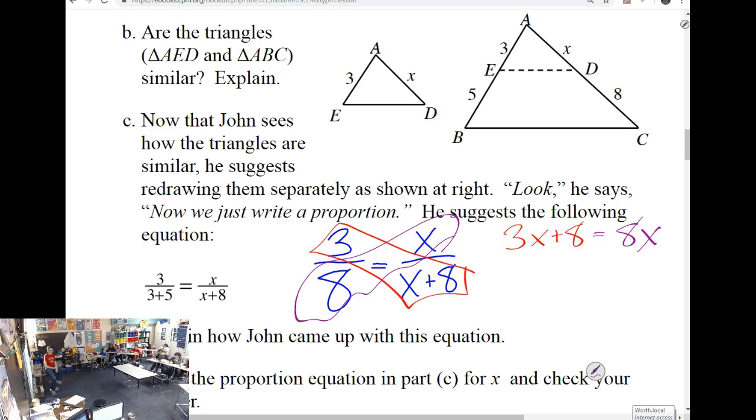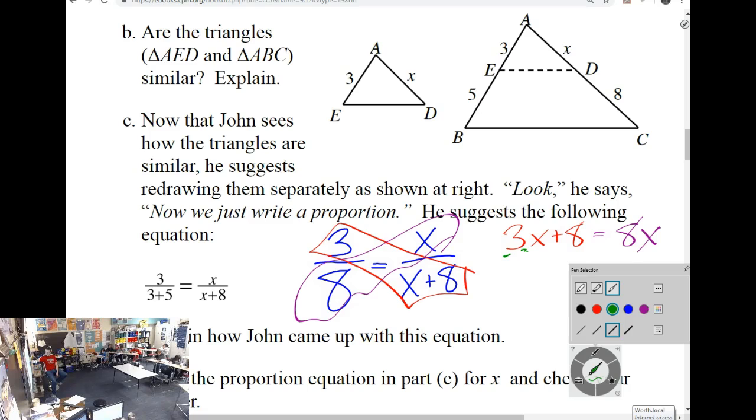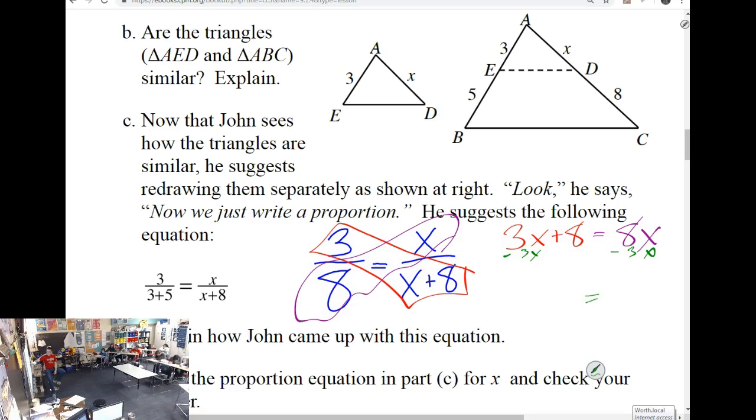What, Micah? Yeah, didn't you just say what to do? -3x. Ooh, -3x on both sides. Group up those like terms. And we then get 5x is equal to 8. How do we solve for x? Divide by 5. X is 8/5, or 1 3/5, or 1.6.